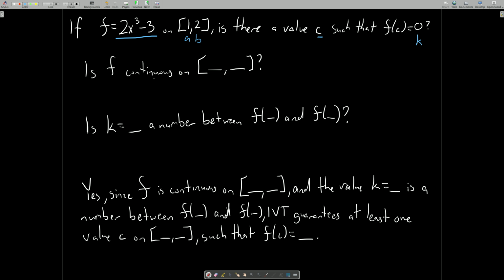So first, is f continuous on your interval [a, b]? So our interval that gives us is [1, 2]. And 2x cubed minus 3, if your graph looks something like this, this is a basic polynomial function. And polynomial functions are going to always be continuous.